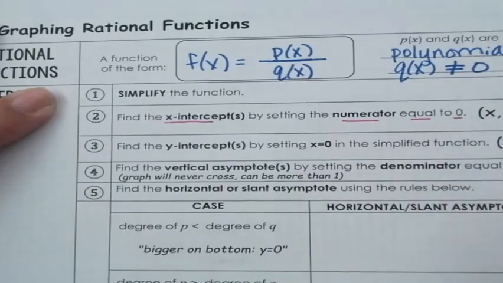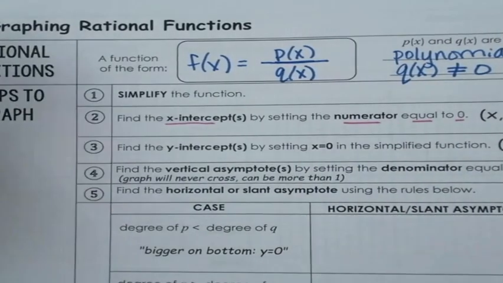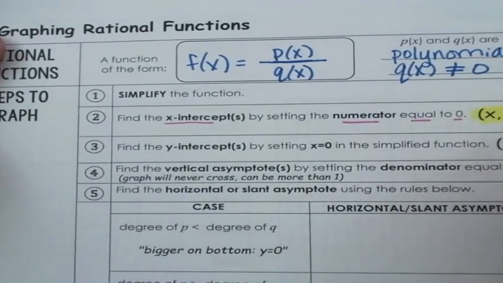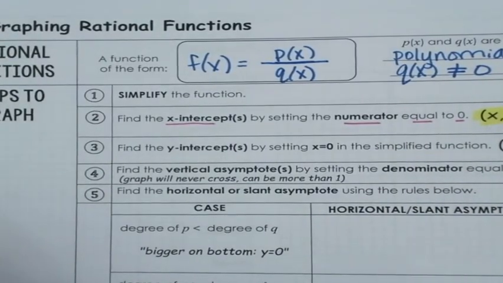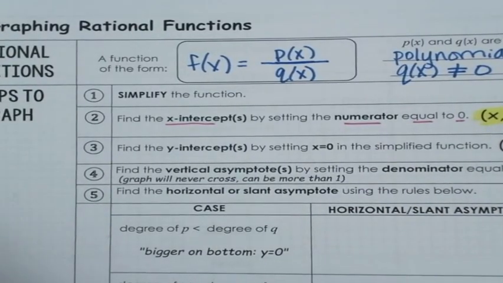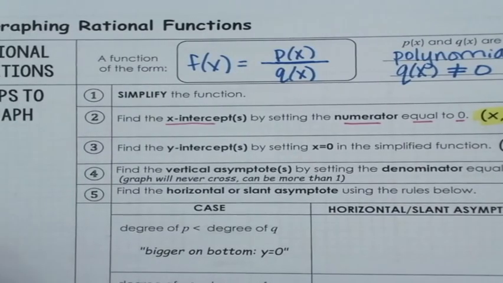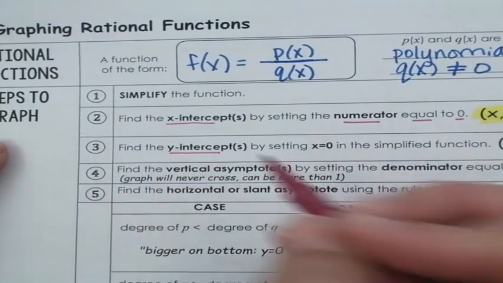Step number 2 is to find the x-intercepts by setting the numerator equal to 0. Okay, and my answer is going to look like this. My answer is going to look like whatever the x is, comma 0. It's going to be a point. I'm not going to write x equals because that's going to look like the vertical asymptote.